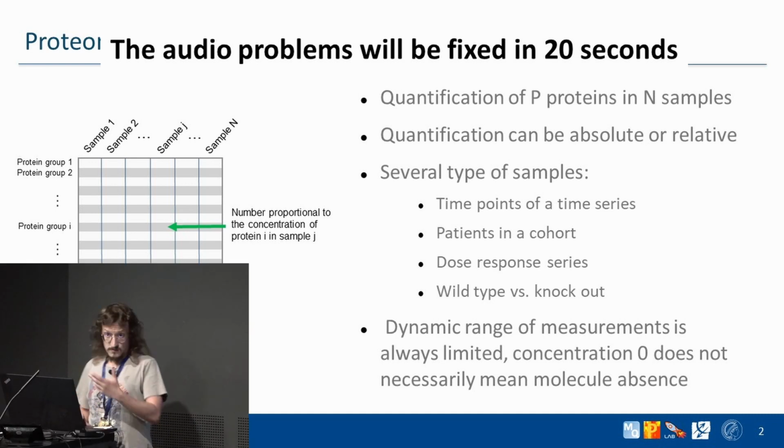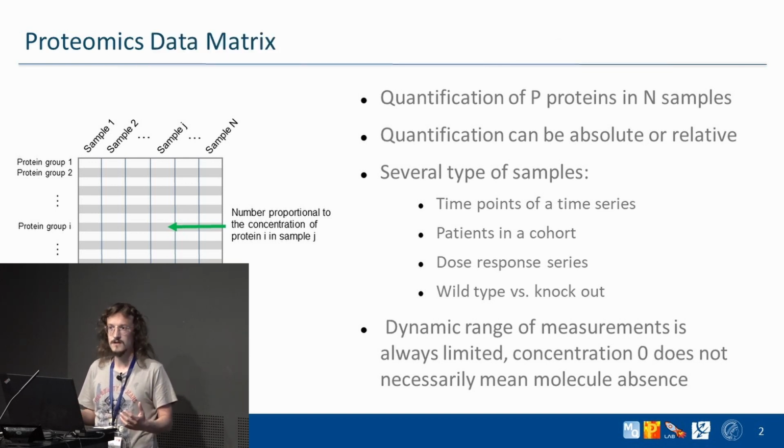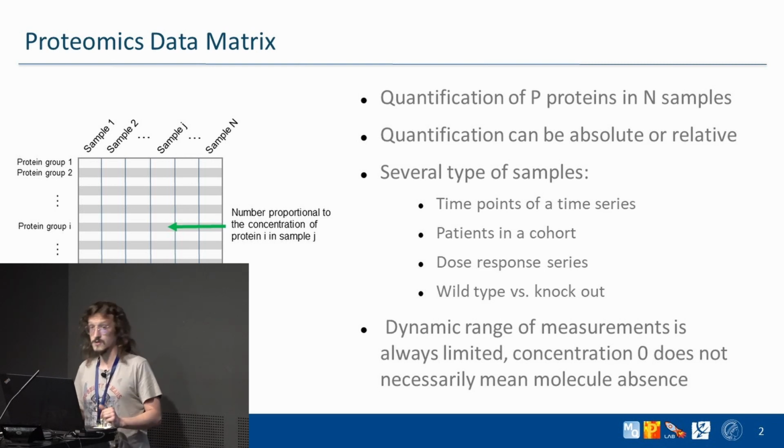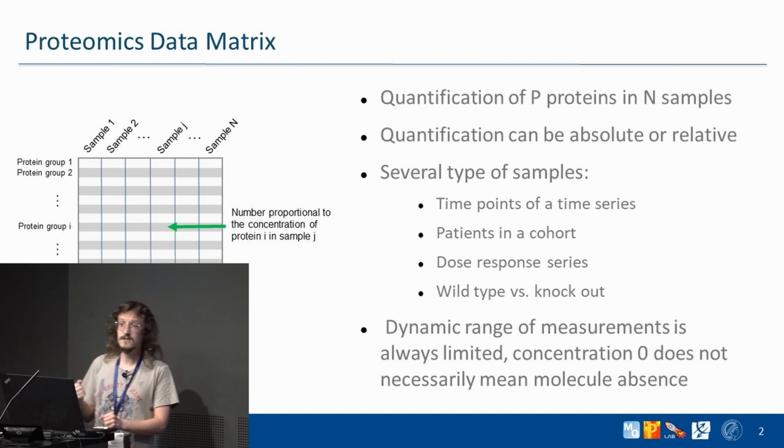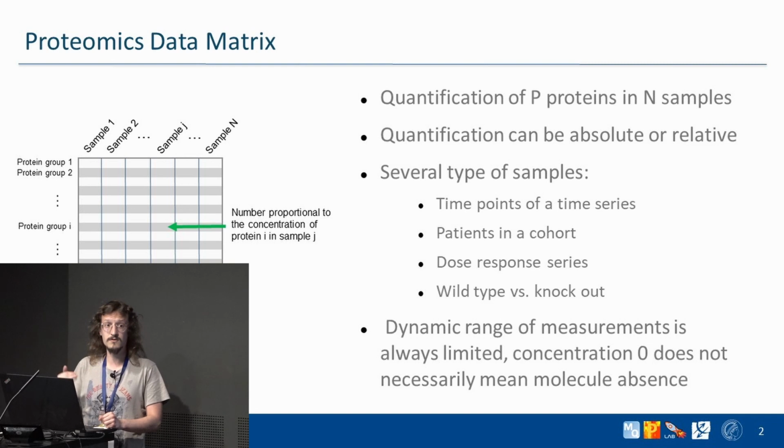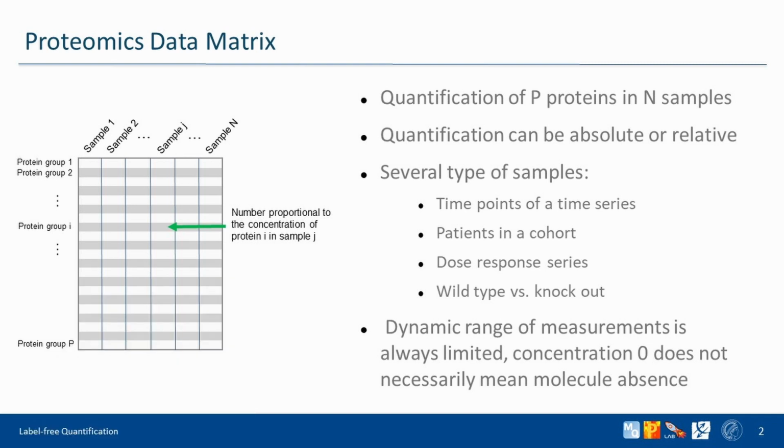An important thing that also has been said before, but is always good to remember, is that you may have concentration zero in this table. What does it mean? That the protein was not present? Not always, especially in LFQ. It could be that the protein was below the threshold. So it means that the protein was present in your sample, but was not at a high enough quantity to be identified and quantified.